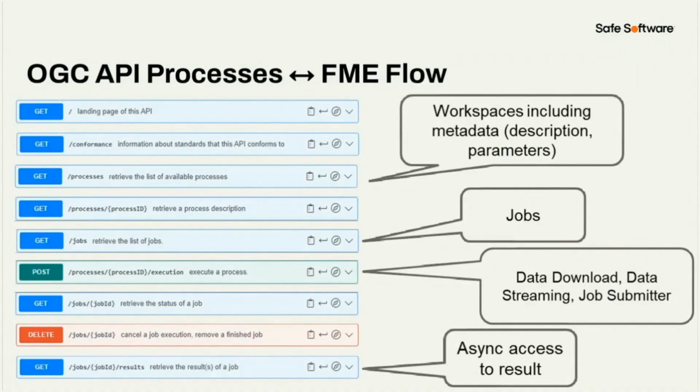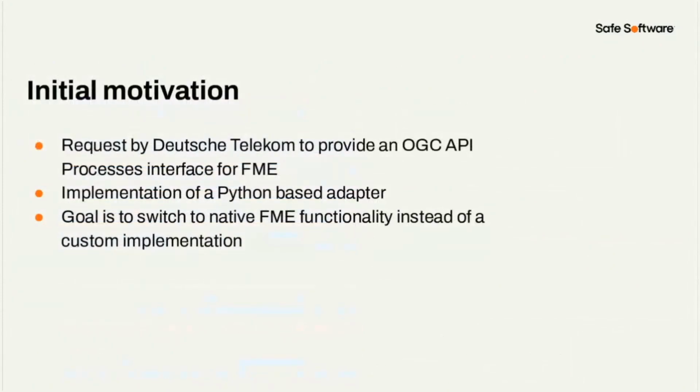So it made sense to build an API interface for this in FME. The initial motivation also came from a customer. Deutsche Telekom asked us a few years ago to provide an OGC API Processes interface for FME. And of course, back then we didn't have data virtualization. So what we did is we built a Python-based adapter that handled all the transformation between the FME API and this OGC API. And of course, the goal now is to switch to the FME functionality, basically data virtualization, in the future, instead of having to maintain our own custom implementation over the next years.